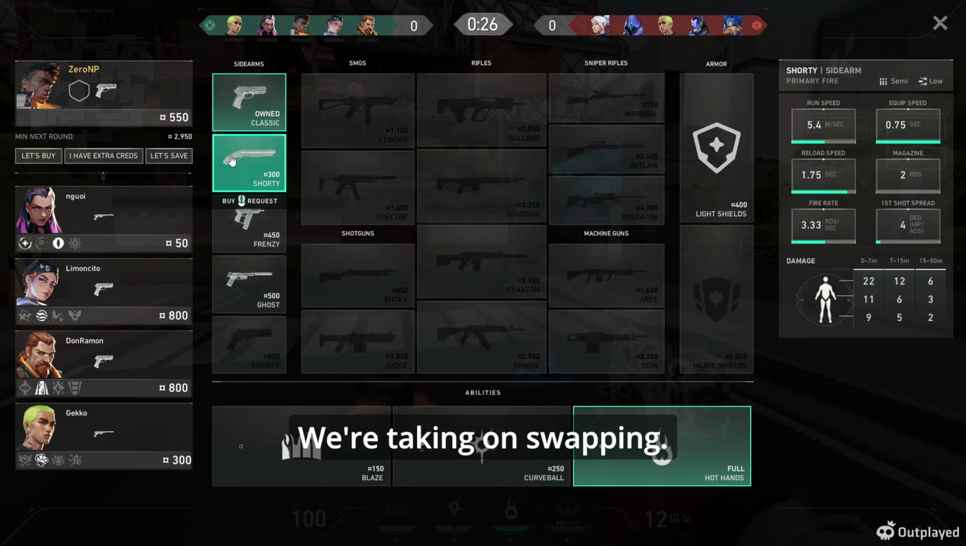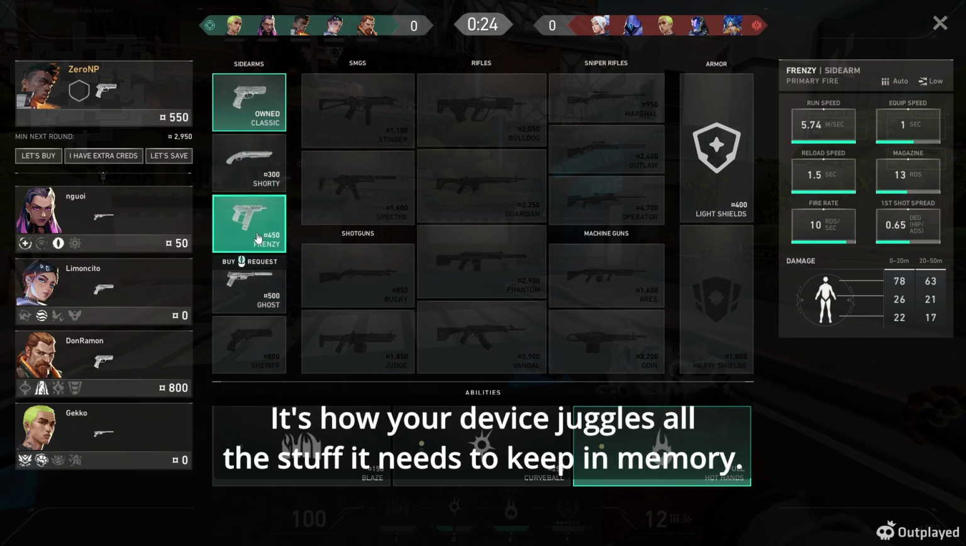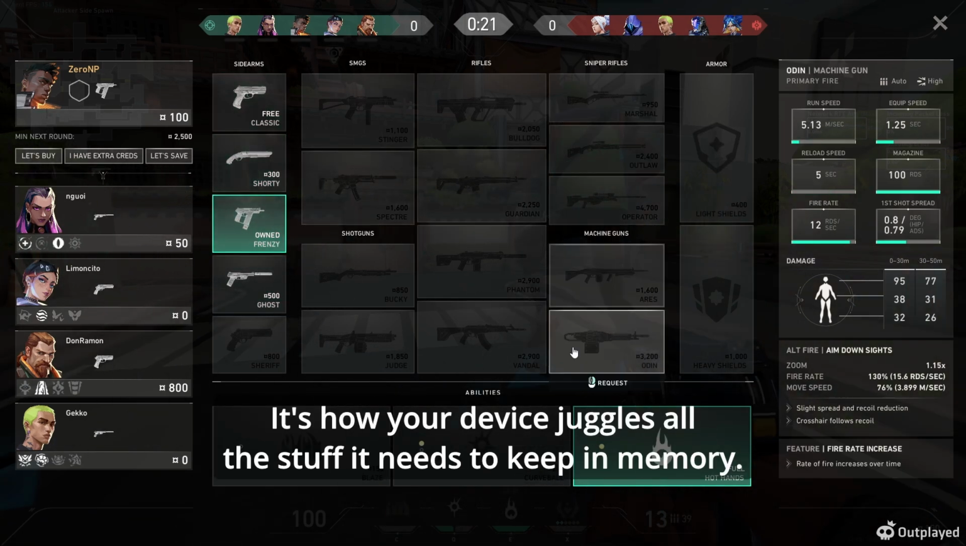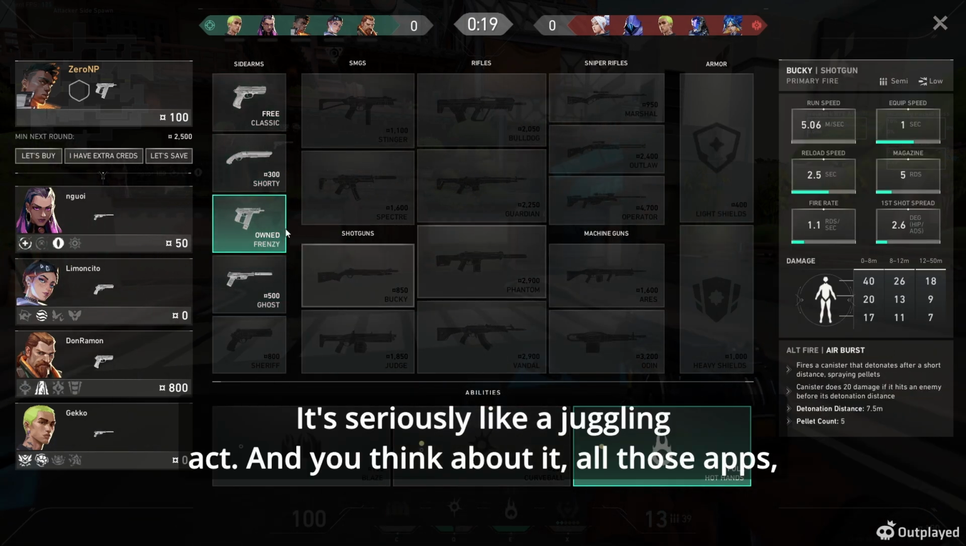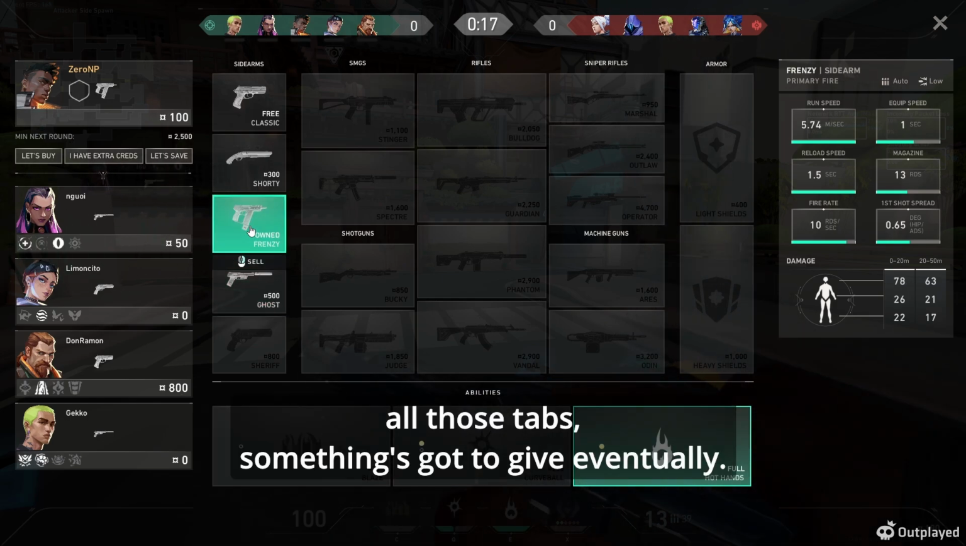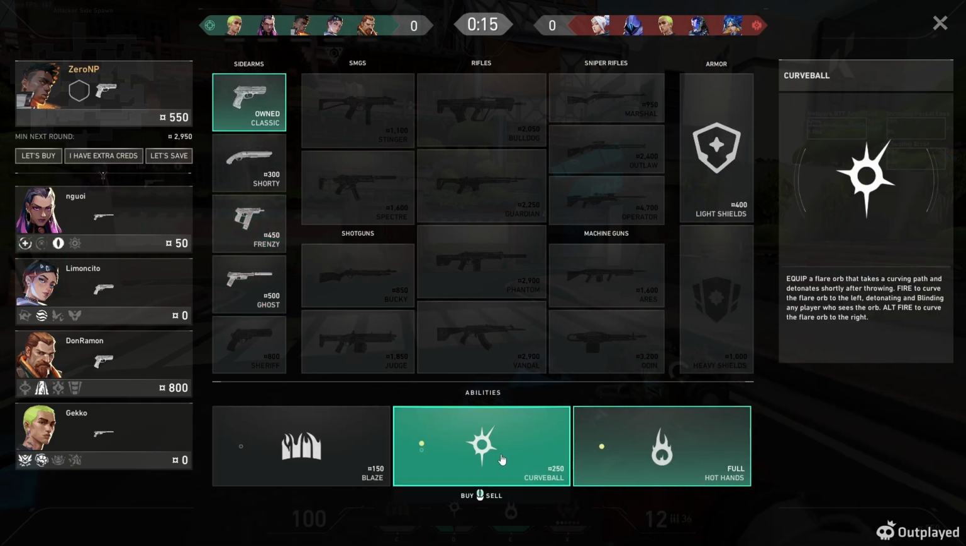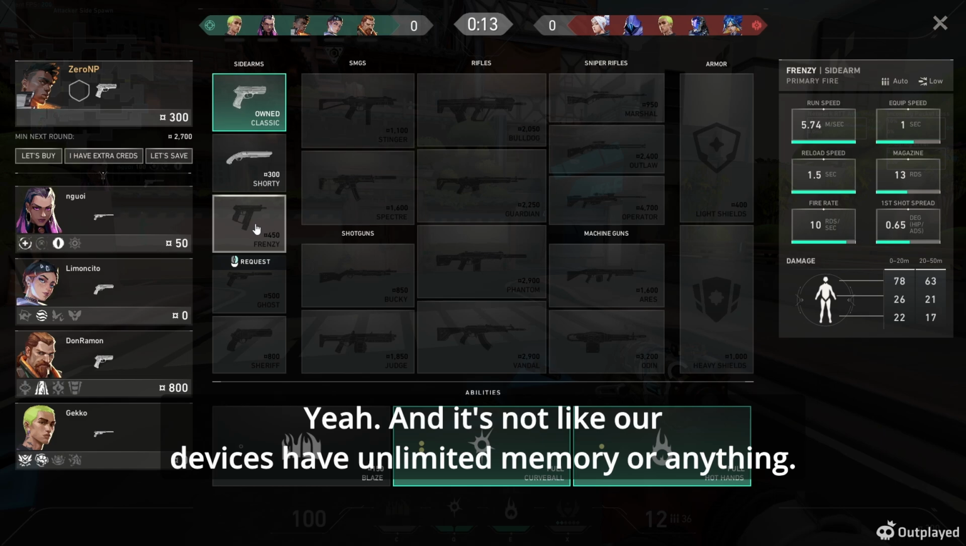We're taking on swapping. It's how your device juggles all the stuff it needs to keep in memory. It's seriously like a juggling act. When you think about it, all those apps, all those tabs. Something's got to give eventually. Yeah, and it's not like our devices have unlimited memory or anything.